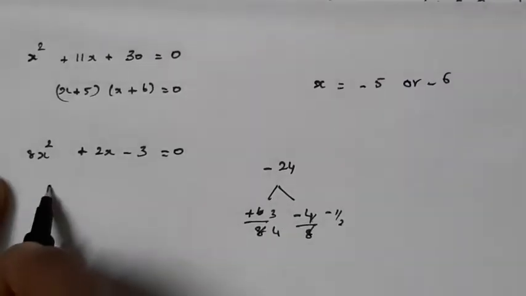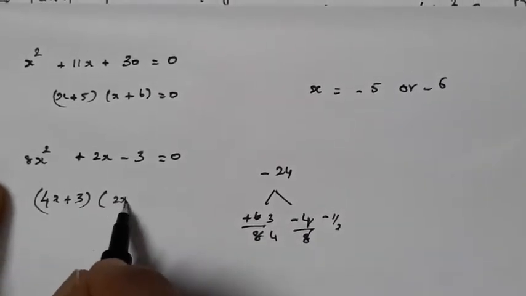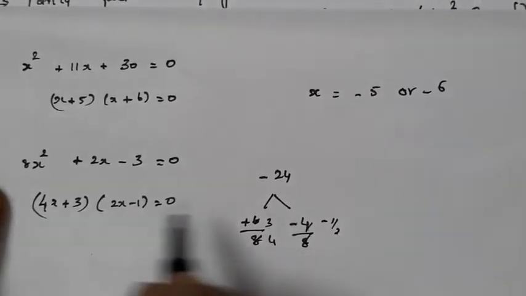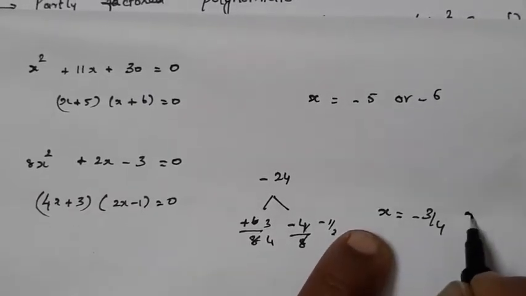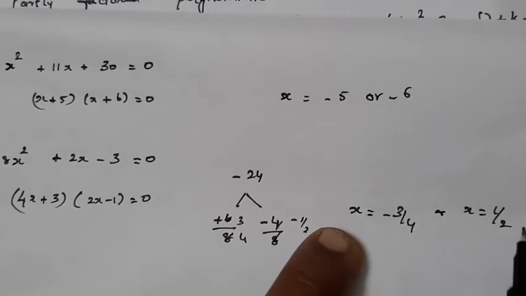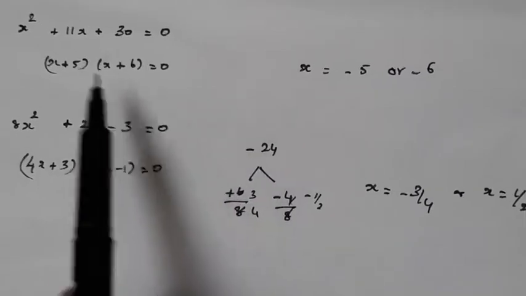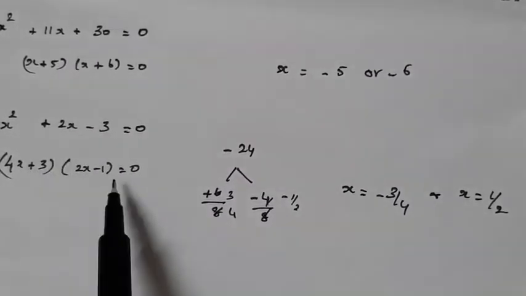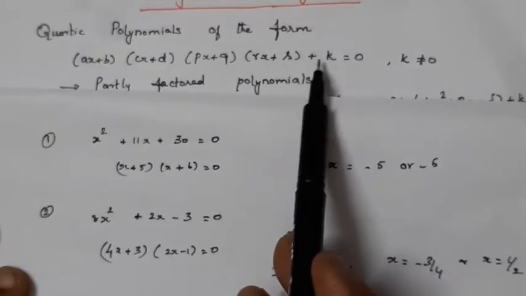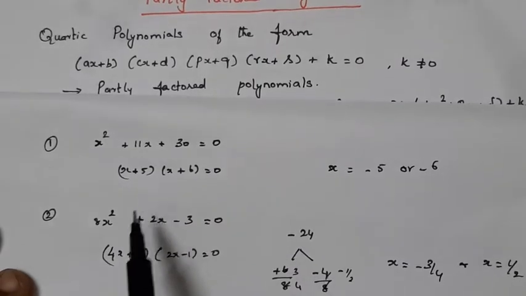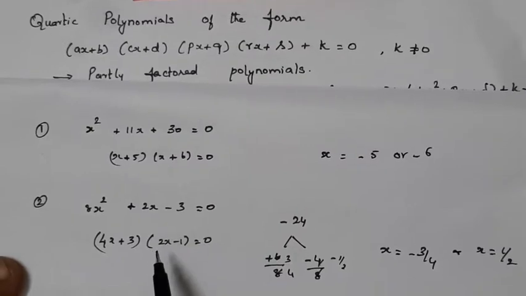So what would be the factors? The factors would be (4x + 3)(2x - 1) = 0. And if you solve this, what would be the solution for this equation? x is equal to minus 3 by 4 or x is equal to 1 by 2, okay. So in these two cases, the equation can be factorized. After the product of the factors, you are not getting any constant, right? So you are fully factored. Such equations are called fully factored polynomials, okay.